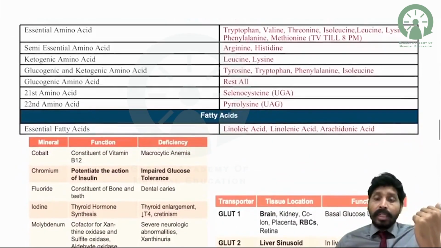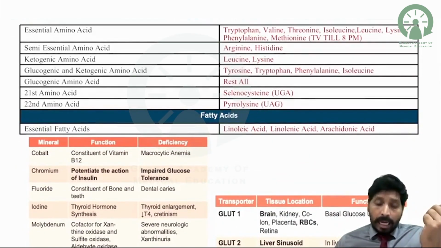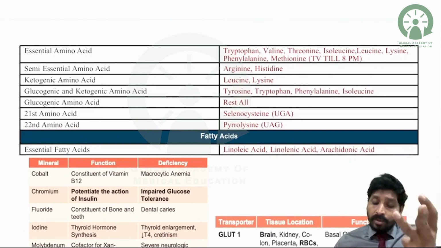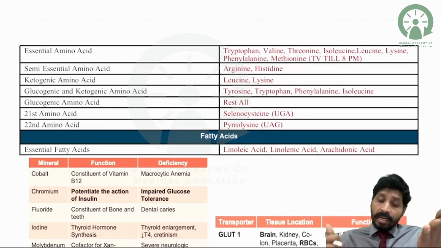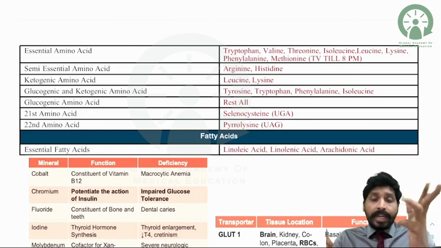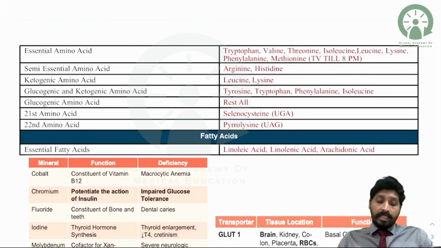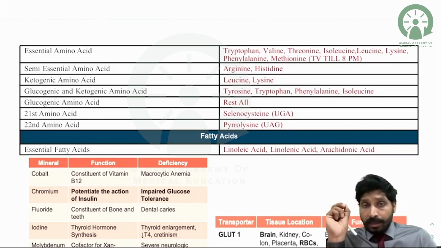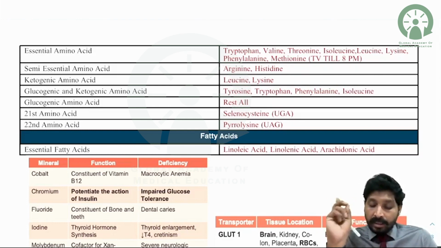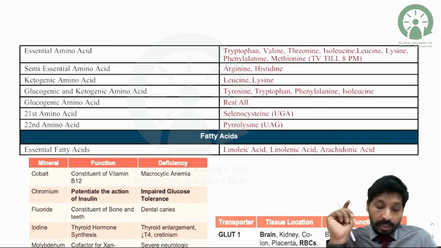So out of the 22, I can say essential amino acids are 8. What are they? Tryptophan, valine, threonine, isoleucine, leucine, lysine, phenylalanine, methionine. And two are semi-essential: arginine and histidine. Ketogenic amino acids are leucine and lysine. Lysine is purely ketogenic. Glucogenic and ketogenic amino acids: tyrosine, tryptophan, phenylalanine, isoleucine. Glucogenic amino acids are all the rest.